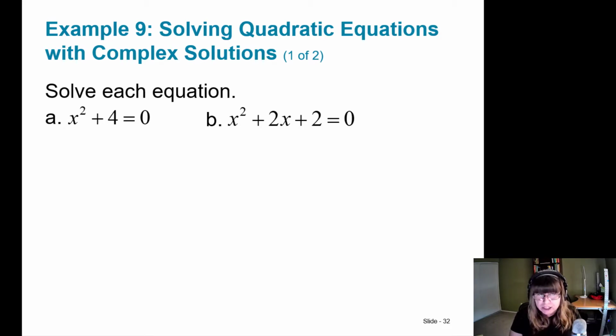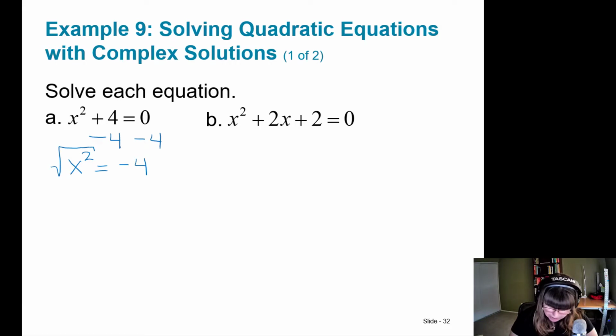So here we have two equations, and you've probably seen these before. Here's what we did before. Our A is x squared plus 4 equals 0. And once upon a time ago, you said, oh, well, I'm just going to bring this 4 to the other side, and I get x squared equals minus 4. And then you learned a technique. When I have an x squared, I can take the square root of both sides, as long as I do the plus and minus on the right-hand side, and I get x equals plus and minus the square root of negative 4.